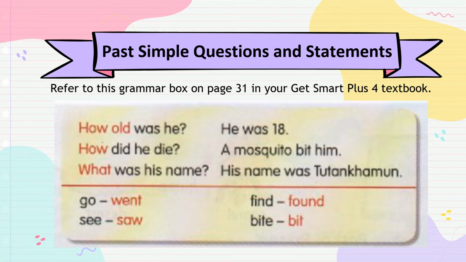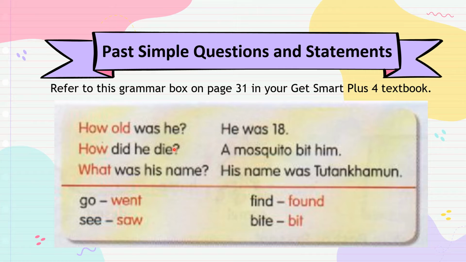Alright, so now I will explain about past simple questions and statements. Okay, you may refer to this grammar box here on page 31 in your Get Smart Plus 4 textbook. If you look at your textbook, turn to page 31 and you can see the same grammar box. I will read all of this information and at the same time you may refer to your textbook. So let's start with number 1. How old was he? You may repeat after me.